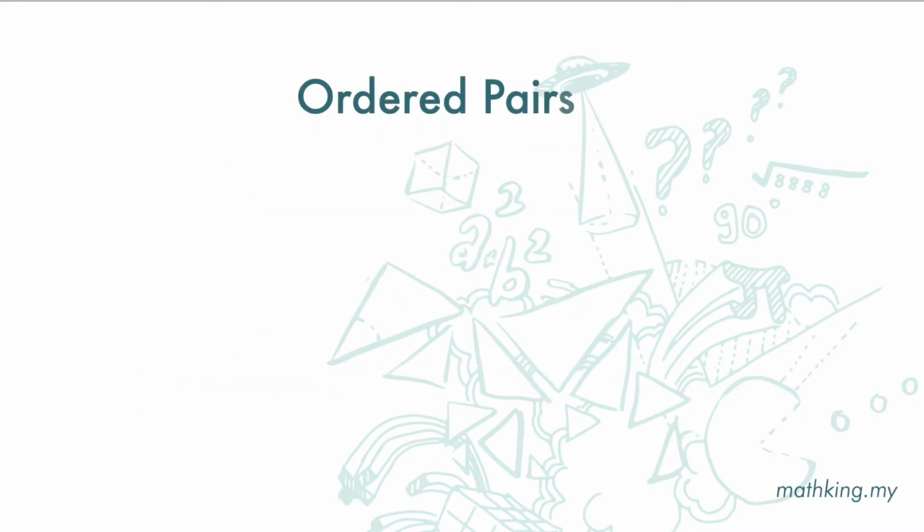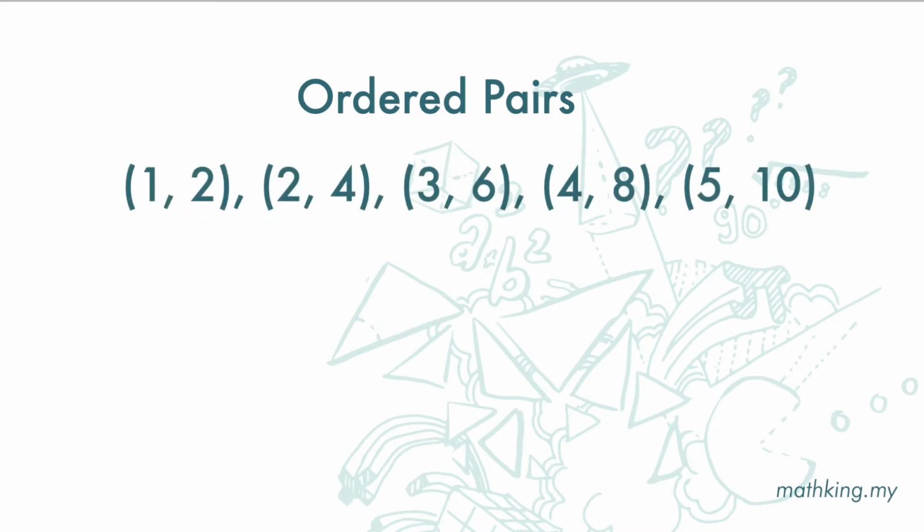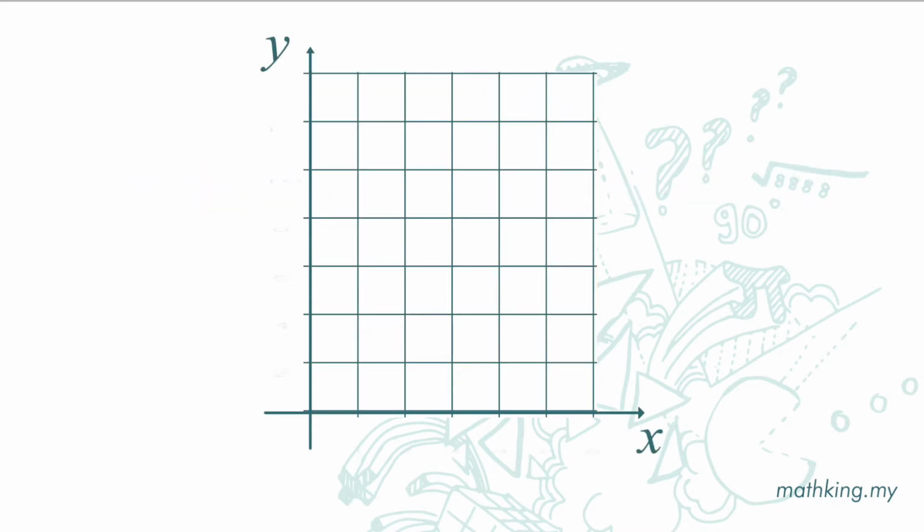Another way to show the relationship is by ordered pairs. We represent the above relationship as below. One more way to show the relationship is by graph. Here it is. Note that 1 is mapped to 2. And 2 is mapped to 4. 3 is mapped to 6, and so on.